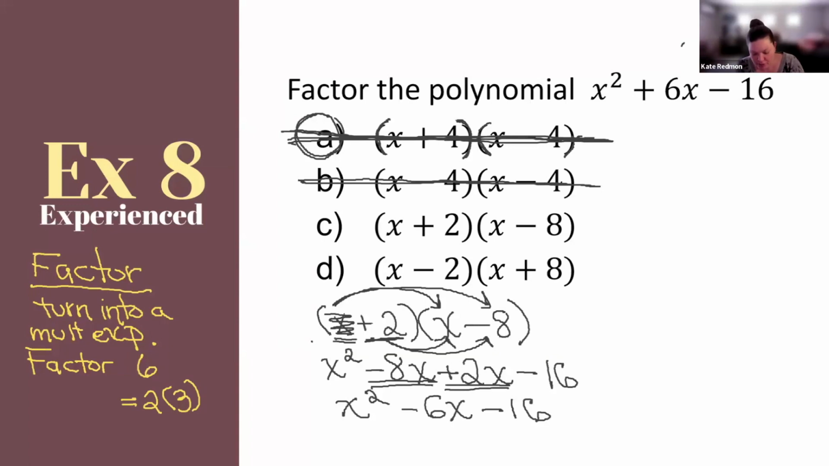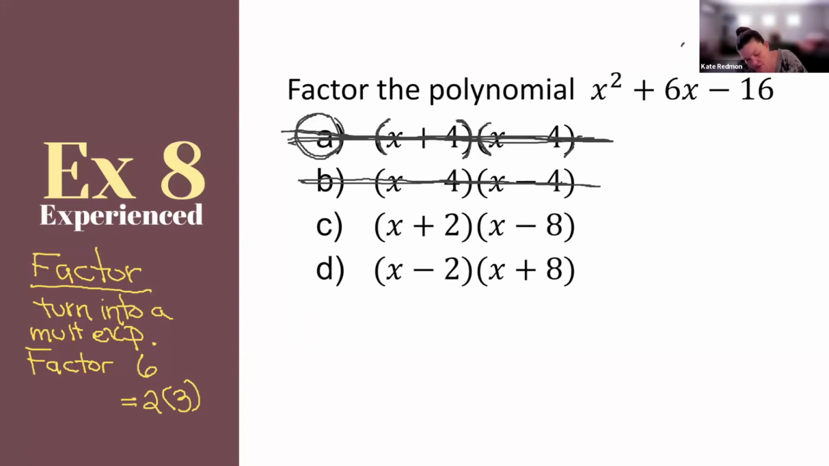Okay, so super close, but watch the signs. This one is positive 6x. This one is negative 6x. They do not match. All right, let's try D finally. The quantity of x minus 2 times the quantity of x plus 8.